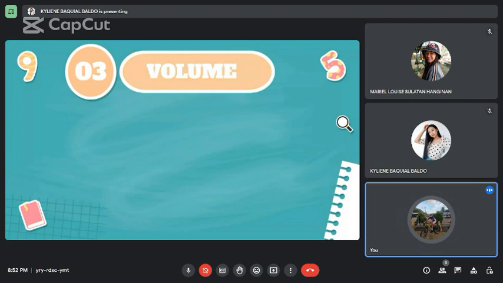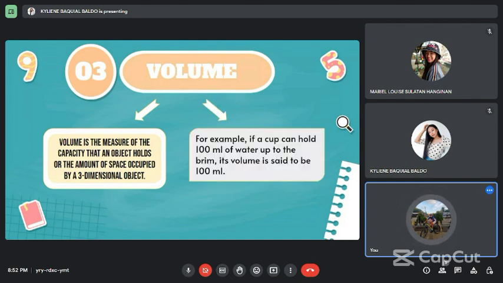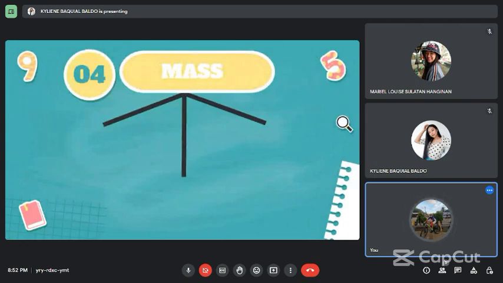So the third one is volume. Volume is the measure of the capacity that an object holds or the amount of space occupied by a three-dimensional object. For example, if a cup can hold 100 ml of water up to the brim, its volume is said to be 100 ml. The fourth one is mass.